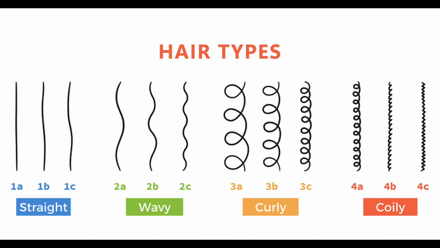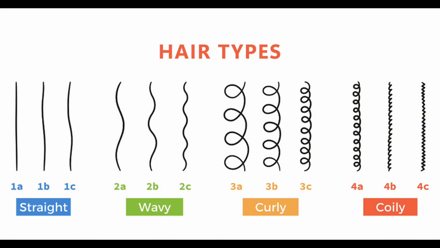Now we're gonna go into curl typing. This is what most people are aware of when we're talking about hair type. So as you guys already probably know, we have 4 different categories: type 1, type 2, type 3, and type 4. But for the purpose of this video, I'm gonna only be going over type 4.